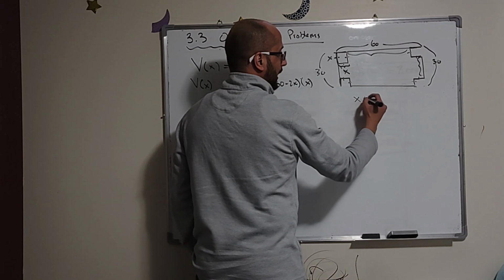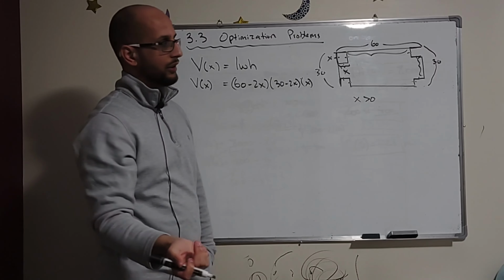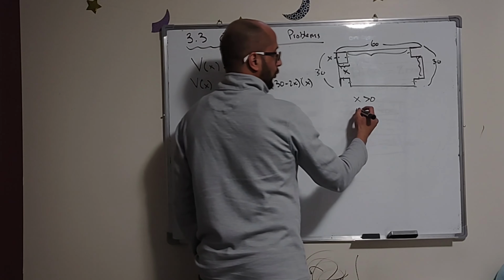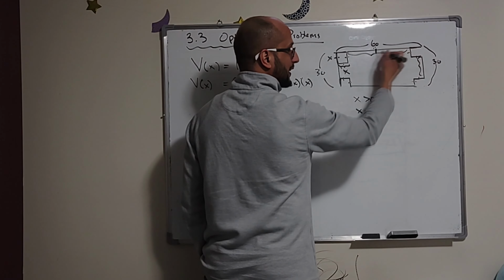So now we know x has to be greater than 0 because the smallest you can cut is nothing. And what does it have to be less than? Well, if we go based on this part, if it's 60, we can only cut half. So it has to be less than 30.